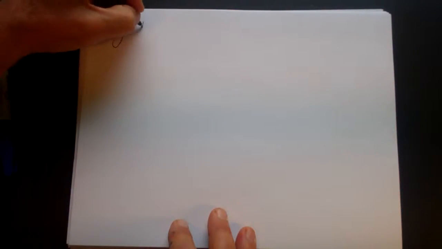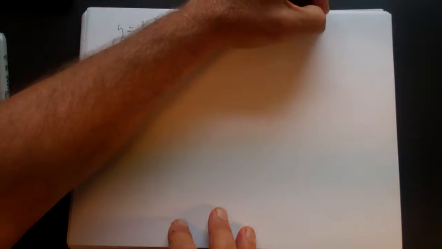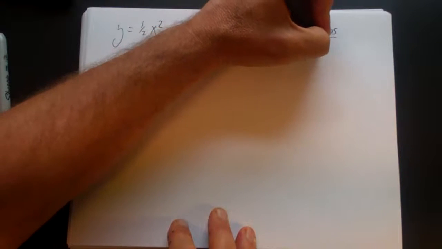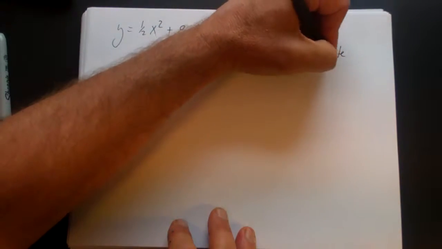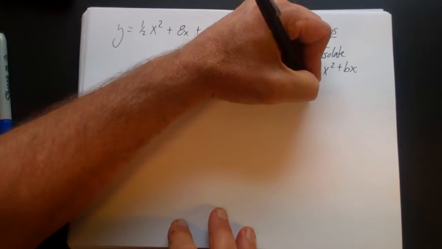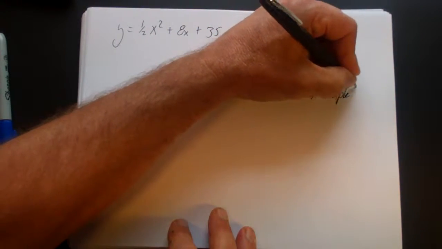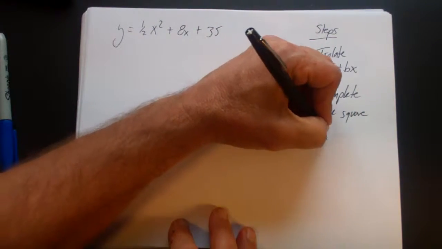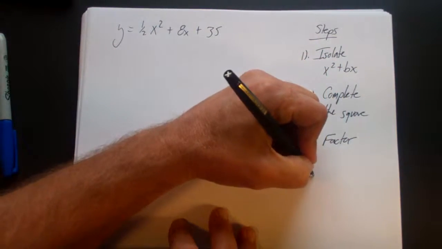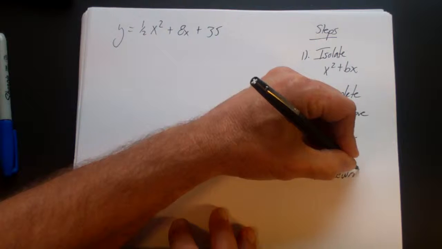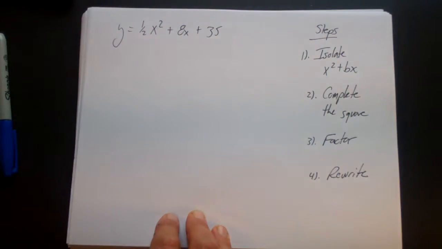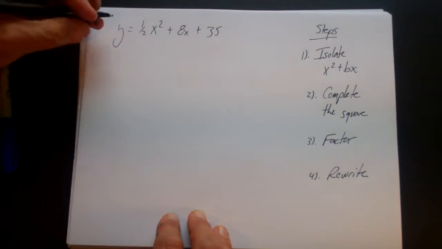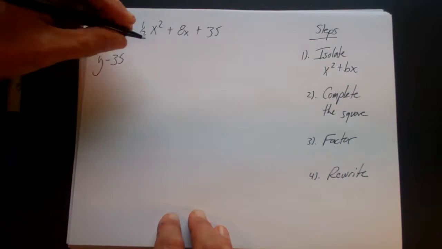Let's work out the next problem. The next problem is y is equal to 1/2 x squared plus 8x plus 35. To do it slightly differently, I'm going to write out the steps over here first. The first step is to isolate x squared plus bx. Second step is to complete the square. Third step is to factor. And the fourth step is to just rewrite it so that it looks the way I want it to look. And those are all your steps. So first, let's get the 35 over here. So I subtract 35 from both sides.